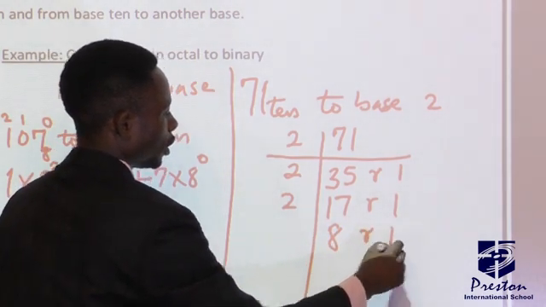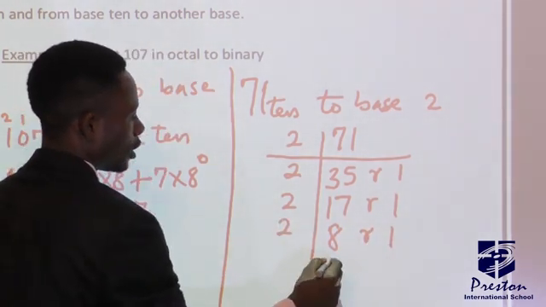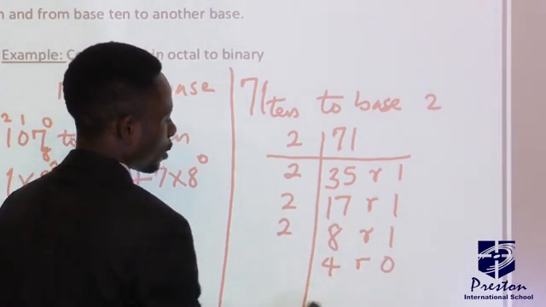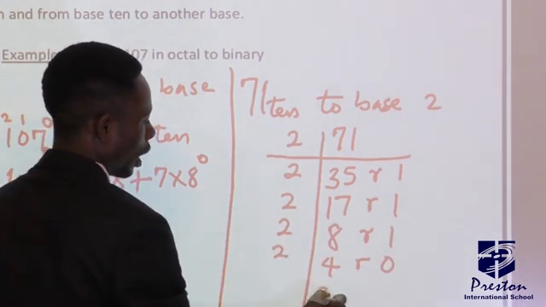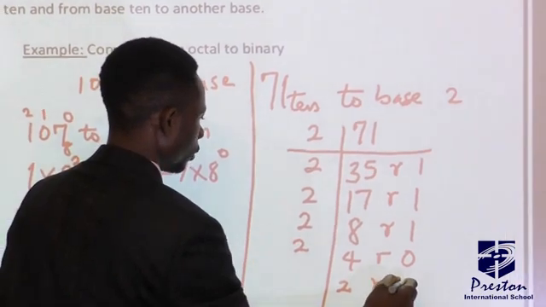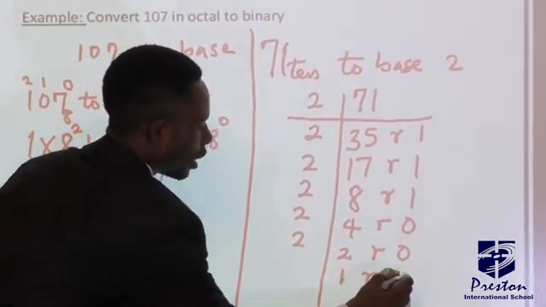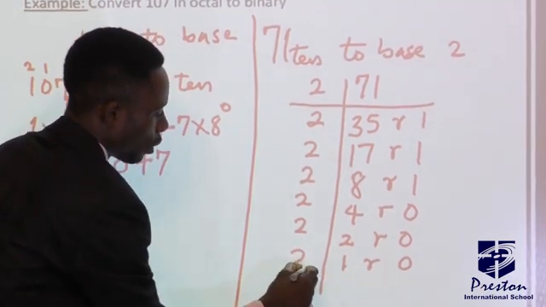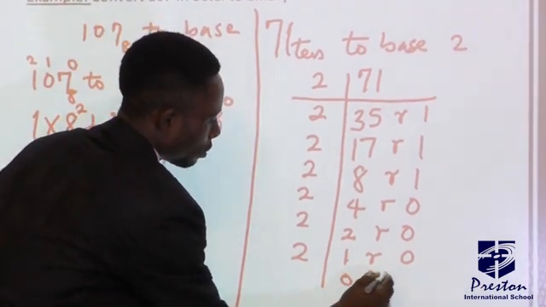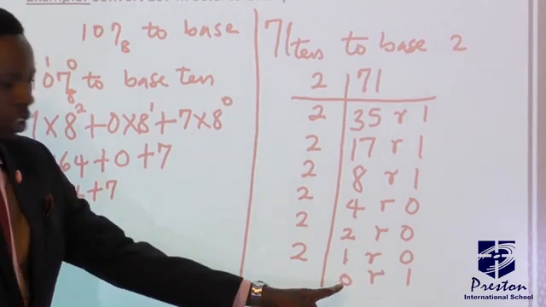The remainder will still be 1. And 2 goes in 8 will give us 4. The remainder is 0. 2 goes in 4, we have 2. The remainder is 0. 2 goes in 2 also will give us 1. And the remainder is 0. And lastly, we have 2 goes in 1 with 0 remainder. We stop the moment we discover this one is 0.